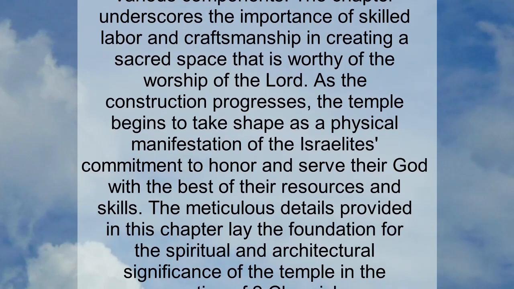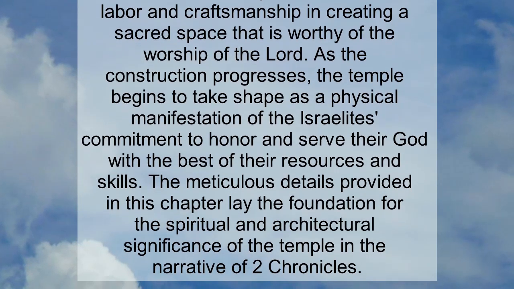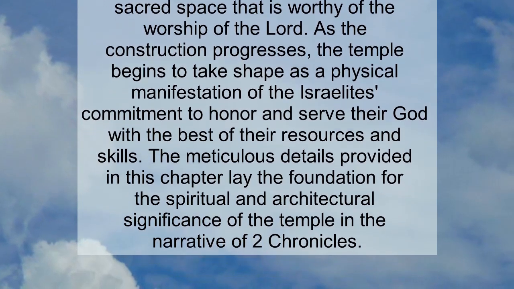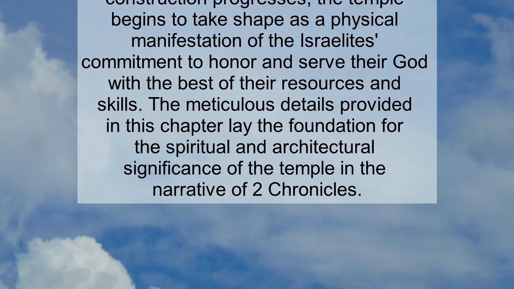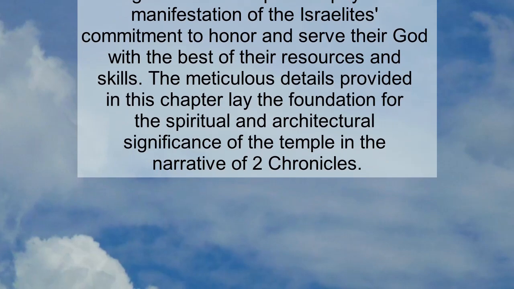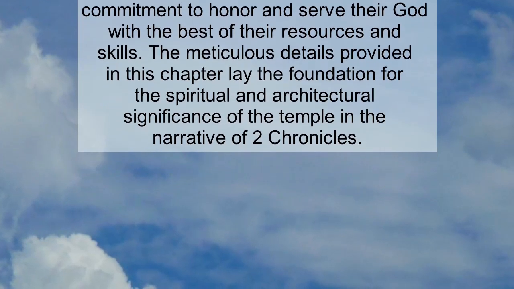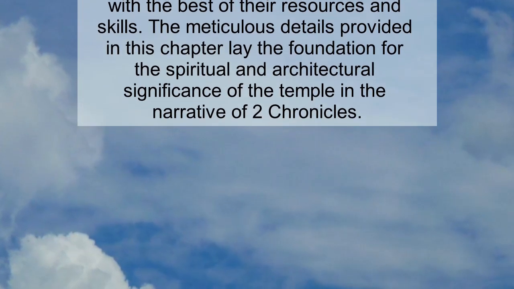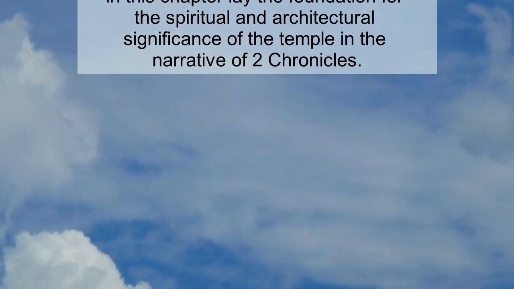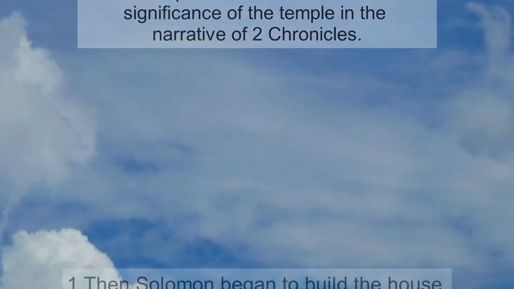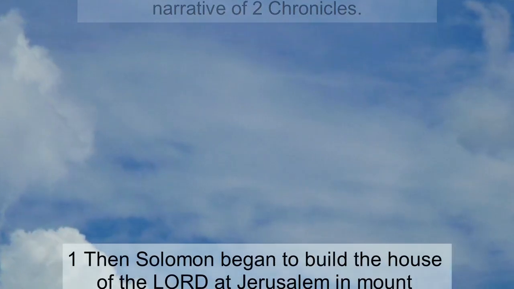As the construction progresses, the temple begins to take shape as a physical manifestation of the Israelites' commitment to honor and serve their God with the best of their resources and skills. The meticulous details provided in this chapter lay the foundation for the spiritual and architectural significance of the temple in the narrative of 2 Chronicles. Let's now read 2 Chronicles chapter 3.